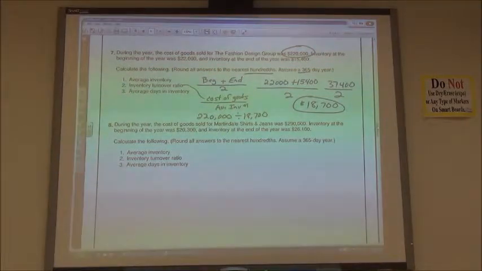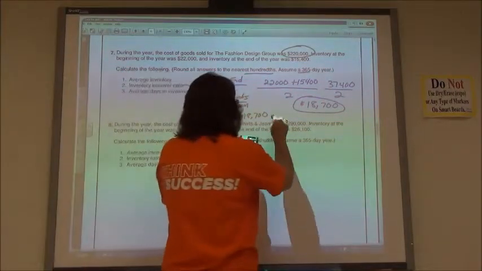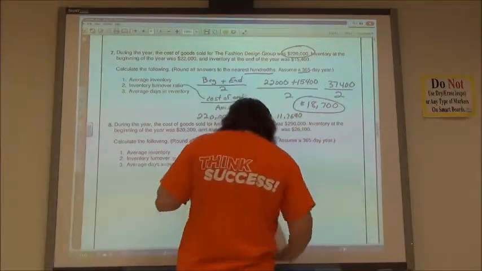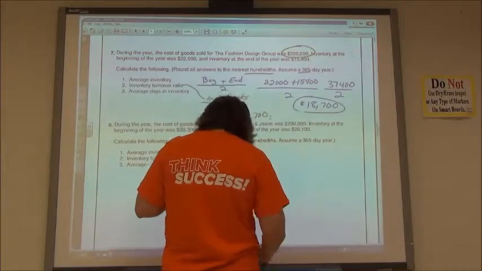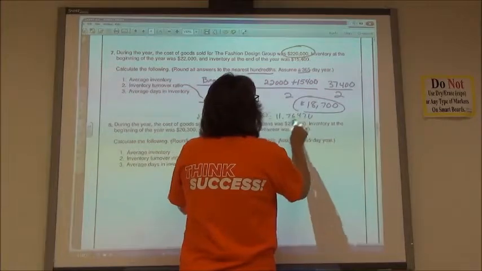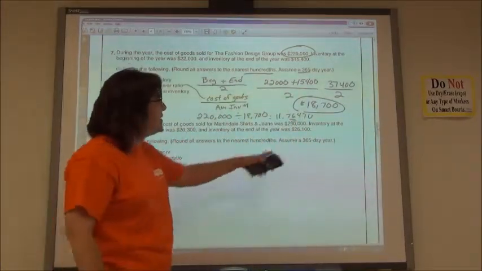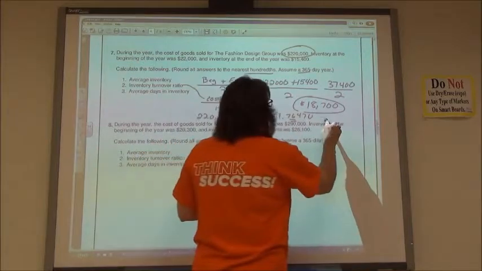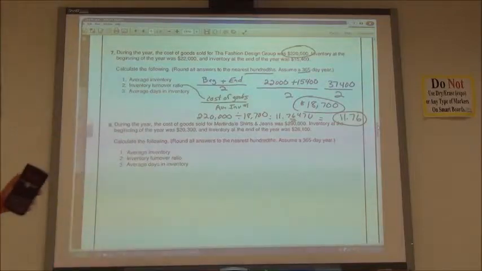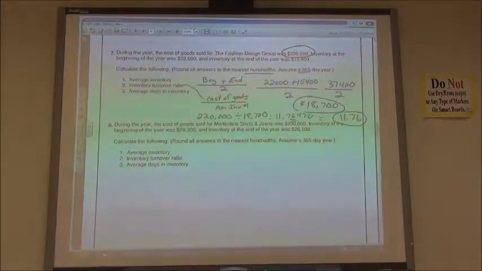220,000 divided by 18,700 gives me, and we need to round this off to the hundredths place, so I am getting 11.76470. So the hundredths place would be 2 places after the decimal. Since it's followed by a 4, we're just going to say 11.76. So the inventory turnover ratio, 11.76.